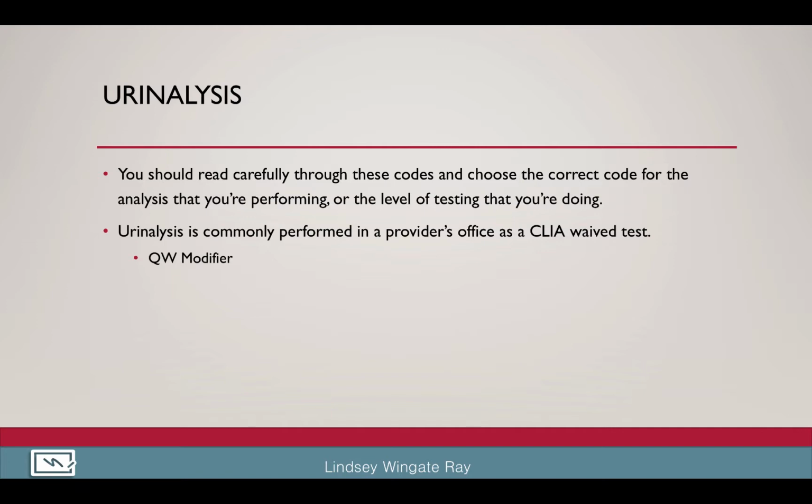81000 is a urinalysis by dipstick for bilirubin, glucose, hemoglobin, ketones, leukocytes, nitrite, pH, protein, specific gravity, urobilinogen, and any number of constituents, non-automated with microscopy. 81001 is automated with microscopy. 81002 is non-automated without microscopy, and 81003 is automated without microscopy. If a dipstick is used, look at code range 81000 through 81003. I bracketed these in my book and put dipstick.